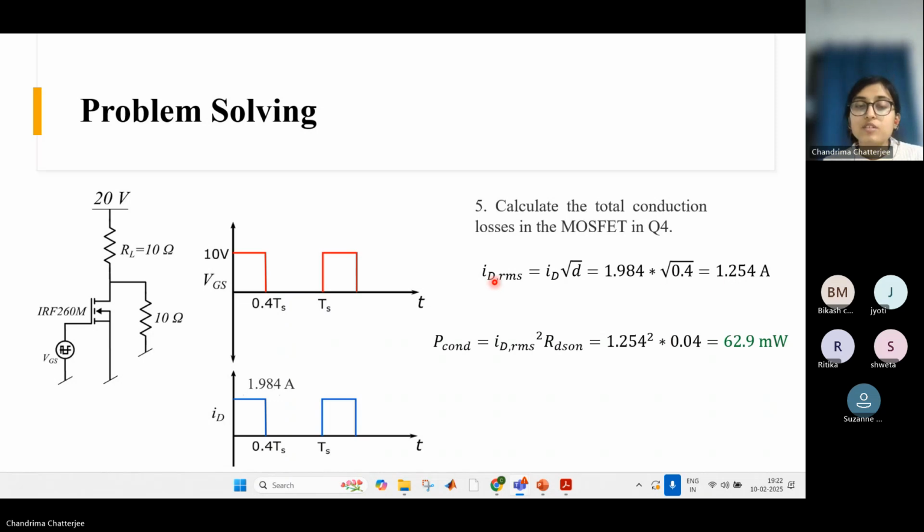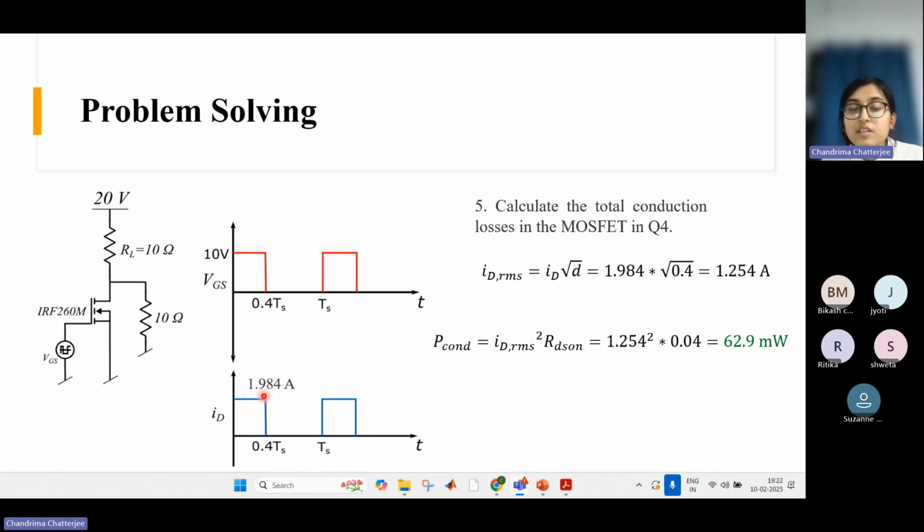So here, what is the ID RMS? Here I have drawn the current waveform, right? There is a pulse, so the MOSFET carries some current, and that current we already calculated. The current value is 1.984 ampere. After that, the pulse is withdrawn, so there is no current. Again there is a pulse, so again there will be current. So this is one time period, from 0 to TS, and after that it gets repeated in each cycle.